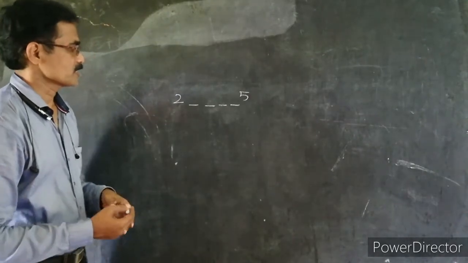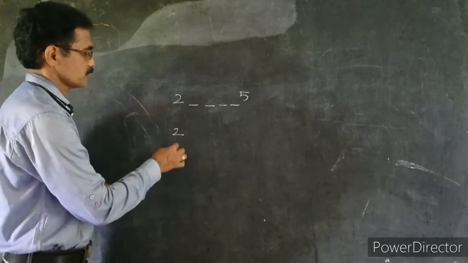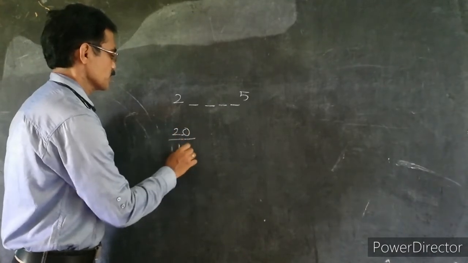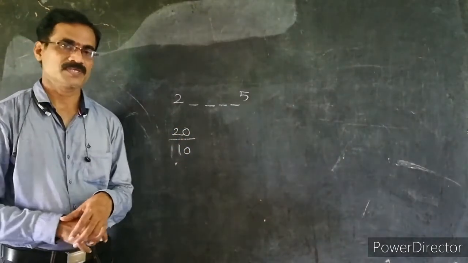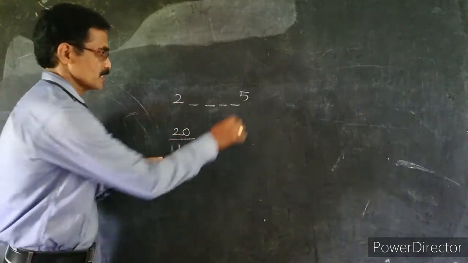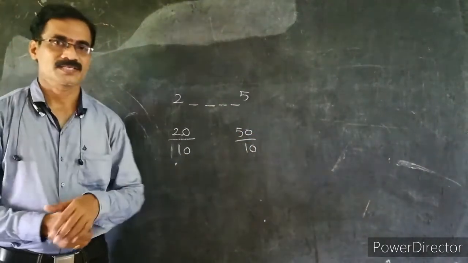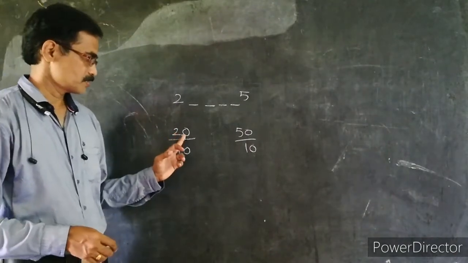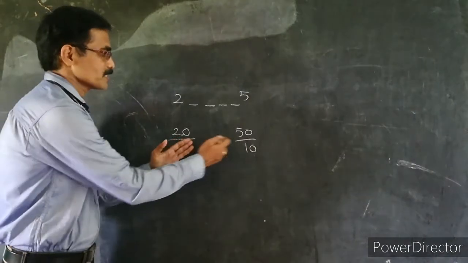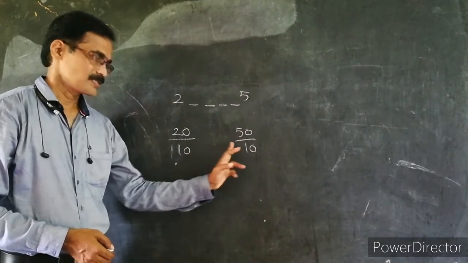Okay, let us take here. 2 can be written in the form of 20 by 10. Can we write 20 by 10? Because if you cancel 10 from the 20, you will get 2 again. And 5 can also be written as 50 by 10. Now between 20 by 10 and 50 by 10, you can write some rational numbers.